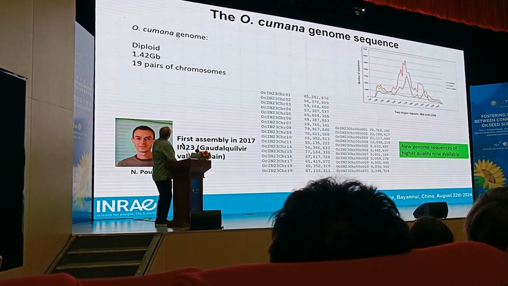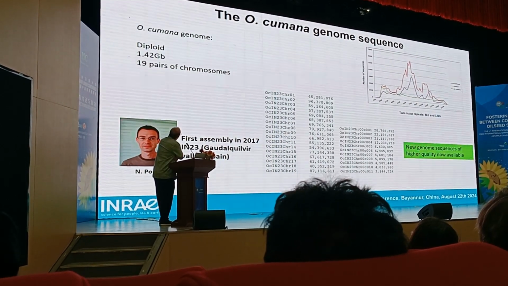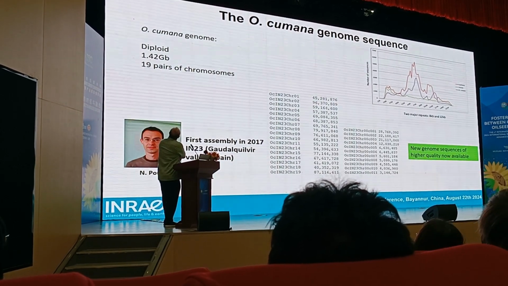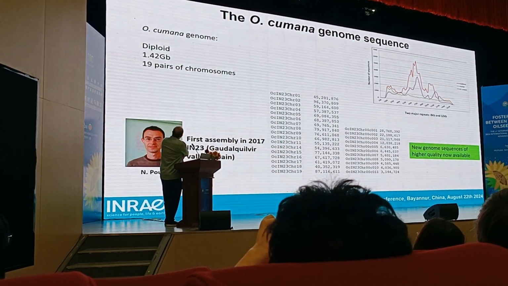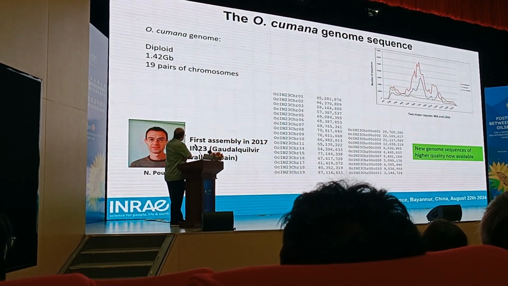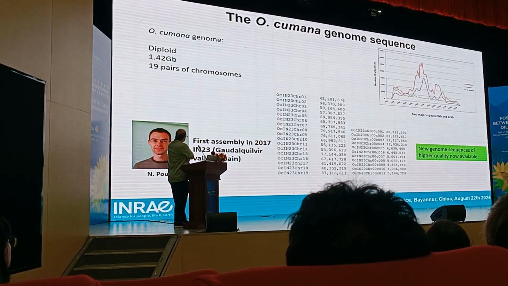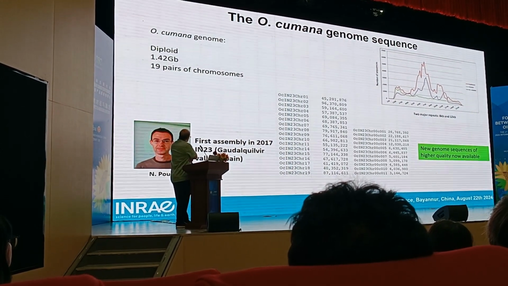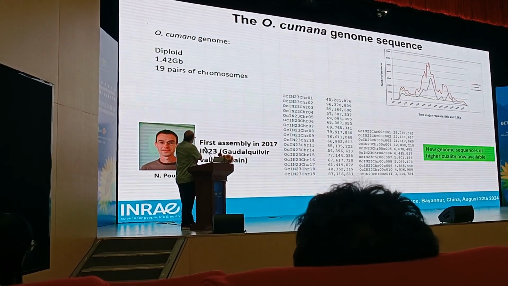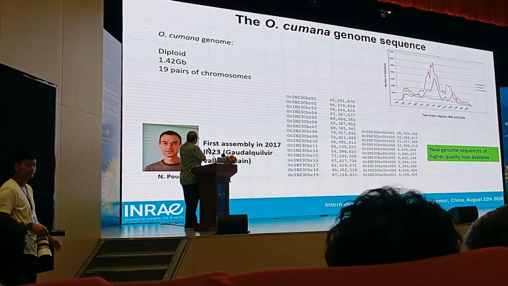And concerning the genome sequence of Okumana, it's a diploid genome of around 1.4 gigabases, and the genome contains 19 pairs of chromosomes, and Nicolas Pouilly produced the first assembly in 2017 from the IN23 race, and it has been collected by our colleague from CECIC, the Guadalajara Bible.